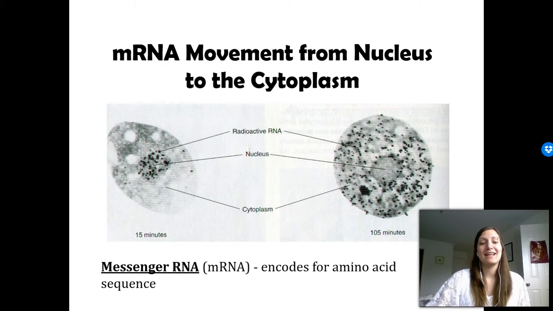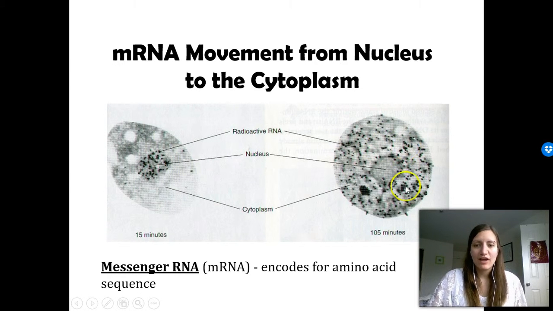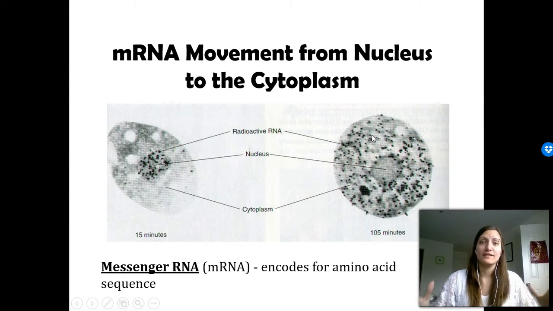And you can kind of see that in this image. Here we have RNA. You see tons and tons of it in the nucleus. Give it about an hour to complete transcription, and now you see this RNA all over the cell. But again, in prokaryotes, there's no nucleus, so there's no movement.